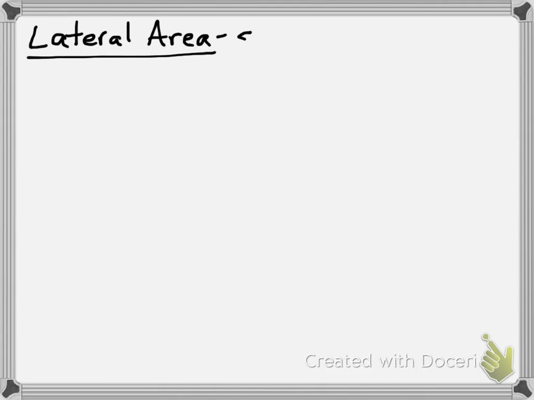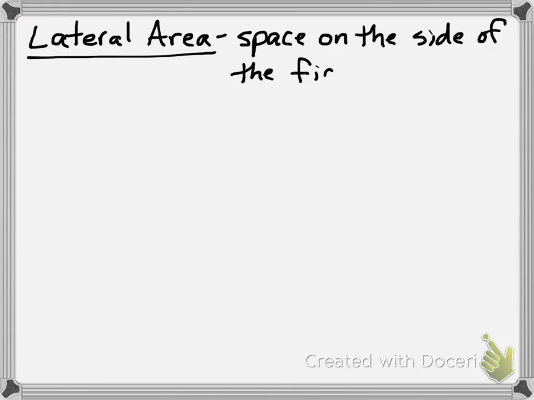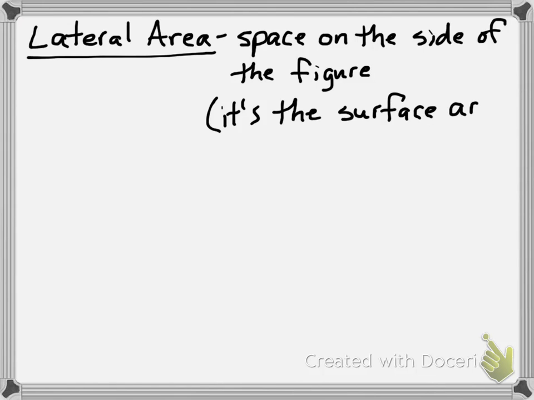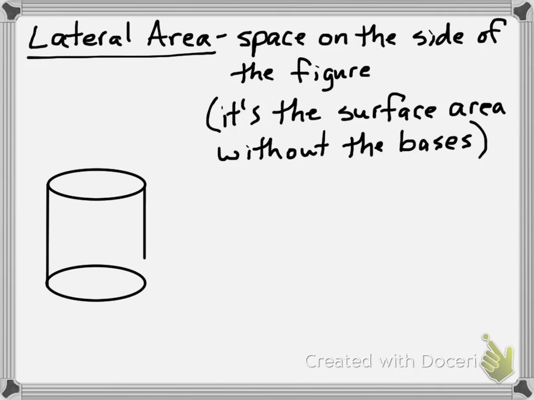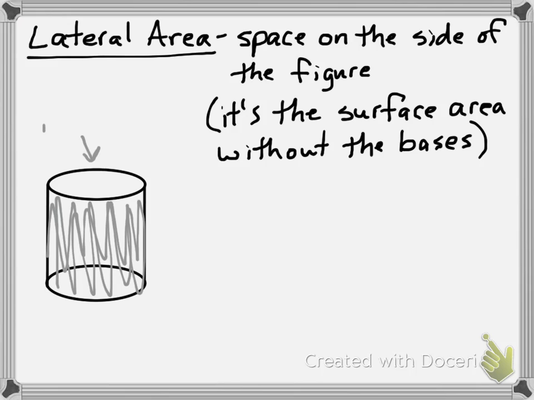Now, if you already know surface area, then the lateral area is going to be easy because it's very similar. Lateral area is the space on the outside of the shape, but it's only on the sides of the figure. In other words, it's the same thing as surface area, except you don't count the bases. It's like finding surface area, except you don't add in the area of the bases. You just do the sides. So if you think about a cylinder, it's just around the side. It's not the top. It's not the bottom.